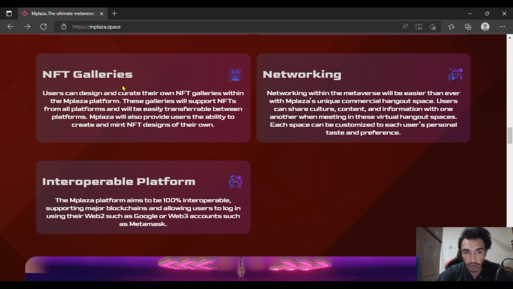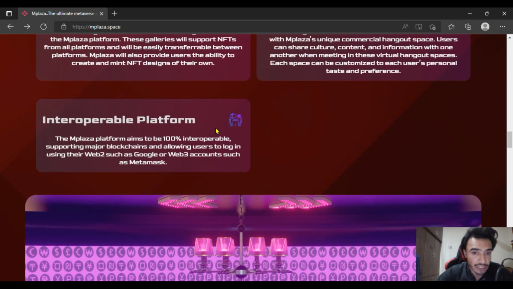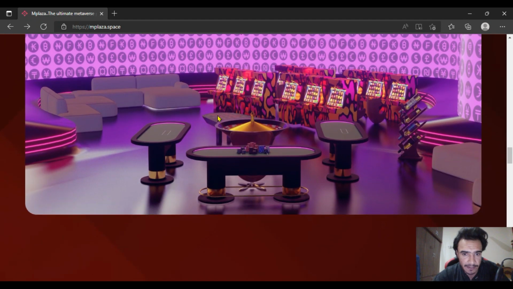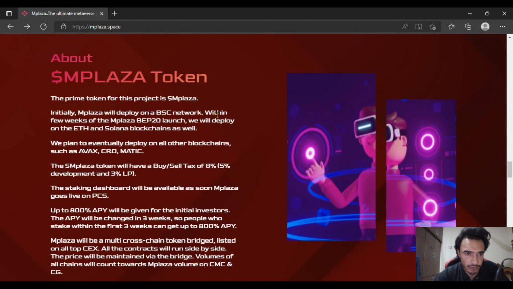The NFT galleries are also here, with the design system, the NFT creation system, and the networking. The NFT galleries, like the non-fungible tokens, are quite nice in all favorable aspects, with an interoperable platform as well, which guarantees 100% support for major blockchains. You are going to get it with a Web3 account such as MetaMask, and many more, as part of all these systems ahead in the Metaverse Mplaza project. That will be quite amazing, guys. Just be a part of it to get more and more benefits.